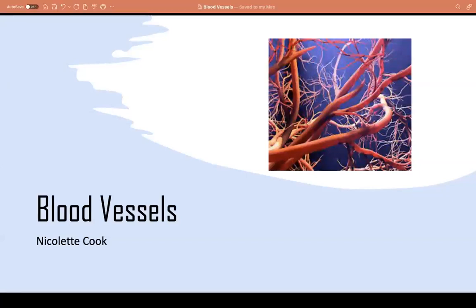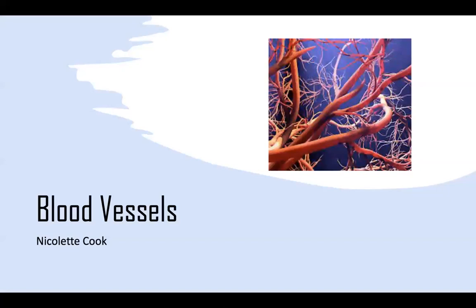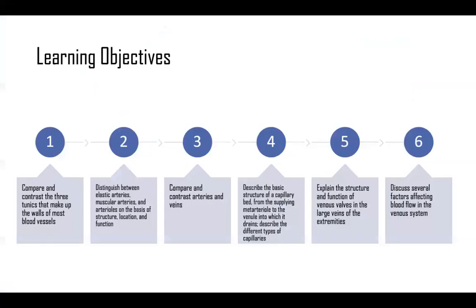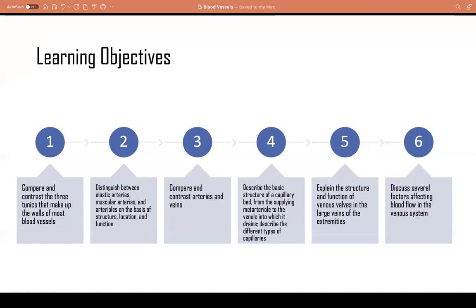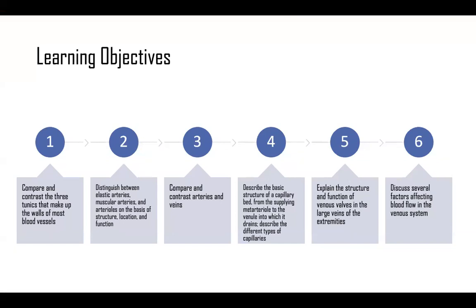Before we get into any of the information, I'm going to go over some of the learning objectives for this lesson. Our first learning objective is to compare and contrast the three tunics that make up the walls of most blood vessels. Second, we're going to distinguish between elastic arteries, muscular arteries, and arterioles on the basis of structure, location, and function. Third, we're going to compare and contrast arteries and veins.